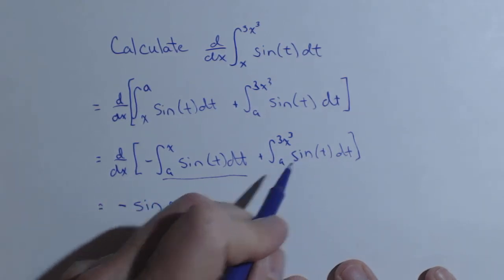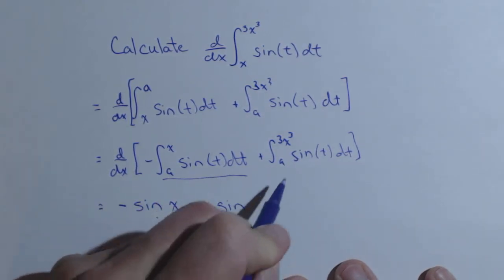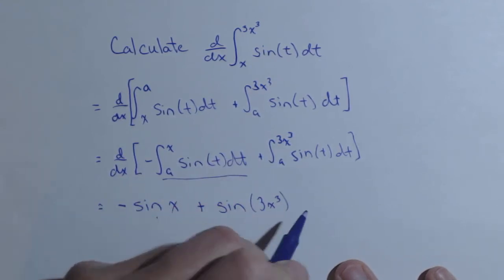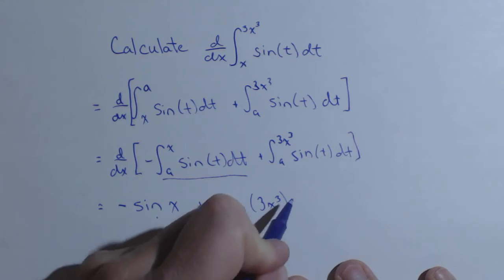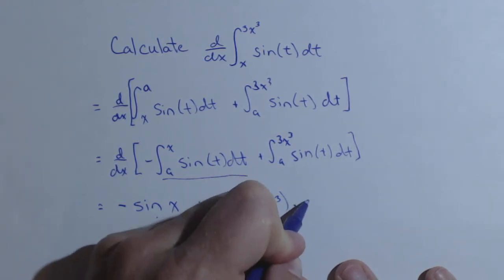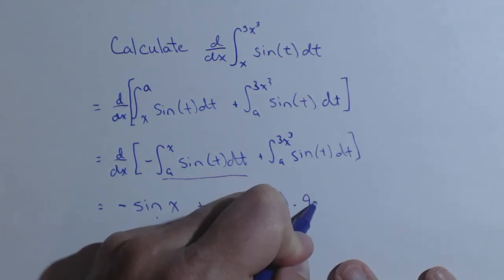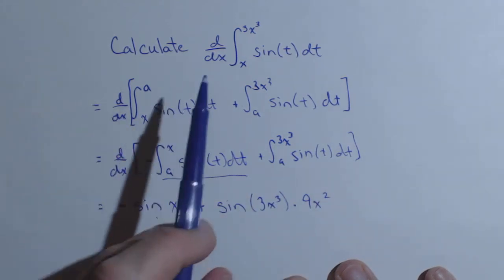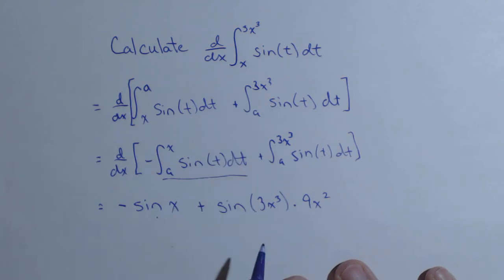The second part, we know we're going to have sine. Now, here we've got to be careful because we have a 3x cubed. So that's going to go in for the input of sine. And because this would be a chain rule, we've got to multiply by the derivative of the inside, 9x squared. So there is the derivative of this integral function.